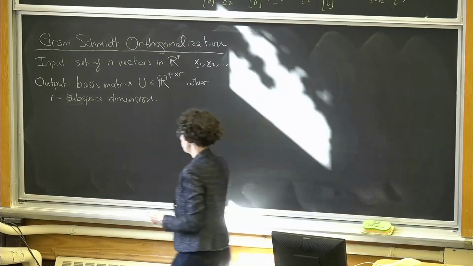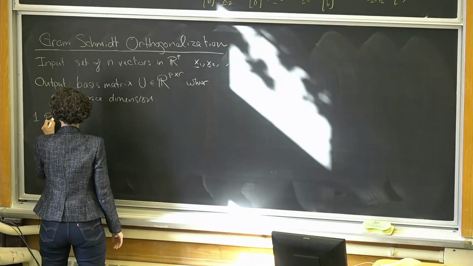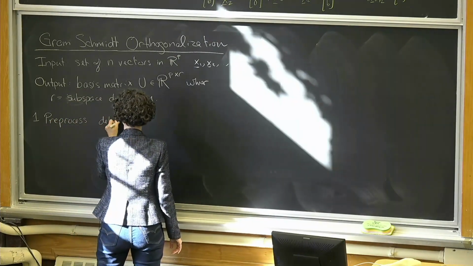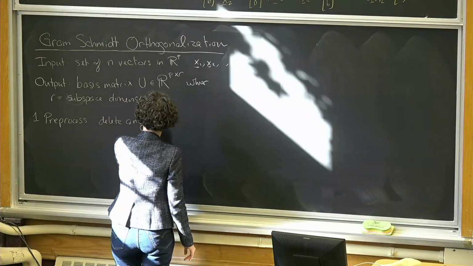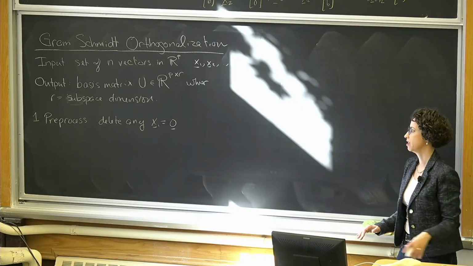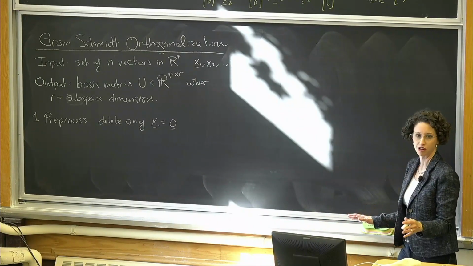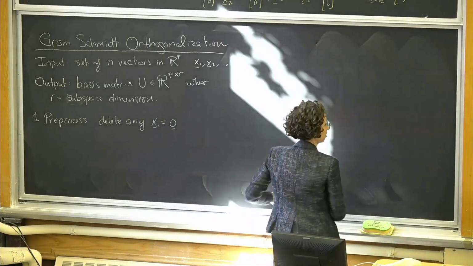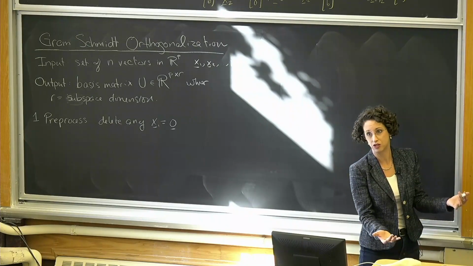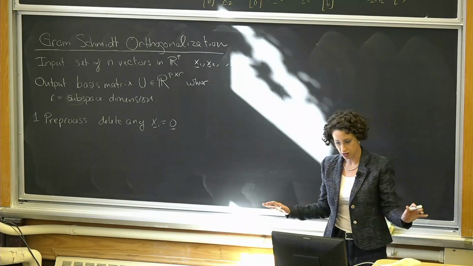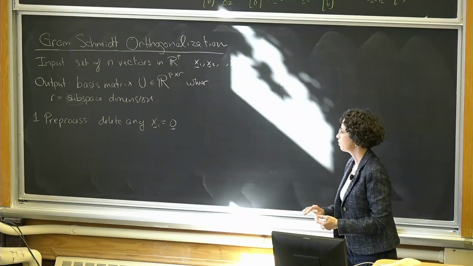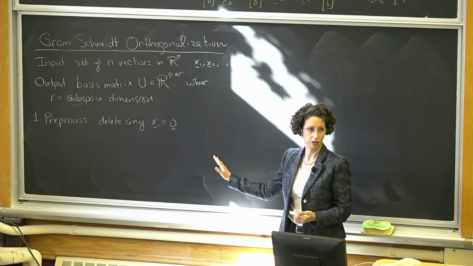So the first step is to pre-process, and specifically delete any xi that's equal to the 0 vector. From here on out we are going to assume that none of the xi's are equal to 0. For instance, if our first vector was equal to 0, and our first step is to take that vector and divide by its norm, we're dividing by 0. Zeros don't tell us anything about the subspace, because any subspace contains 0. So we are just going to delete all of the zero vectors.